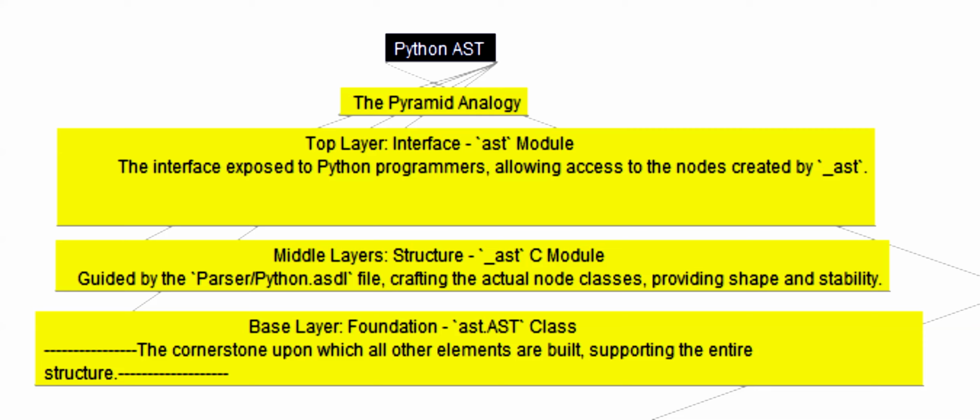Guided by the parser/python.asdl file, crafting the actual node classes, providing shape and stability. Base layer, foundation, AST class. The cornerstone upon which all other elements are built, supporting the entire structure.